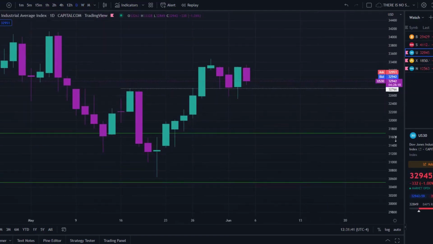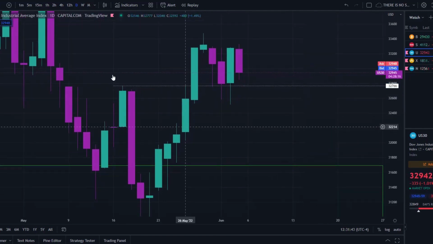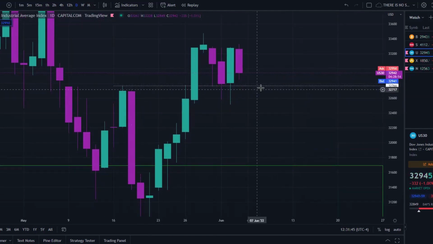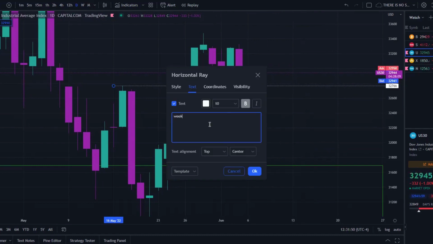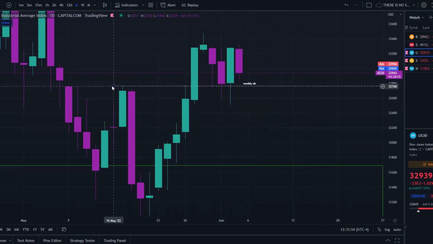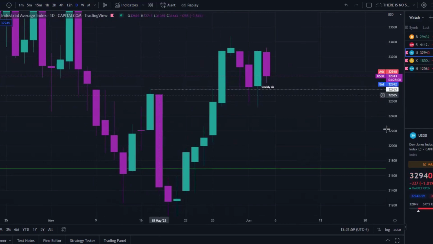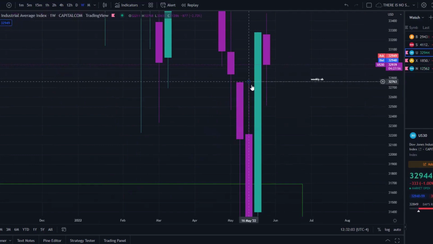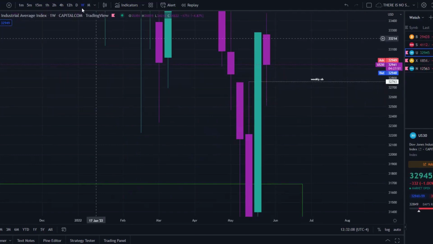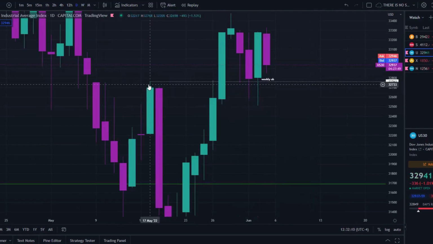So guys, we're here. This is that weekly OB. If you want to mark it out, you can. So we have this weekly OB here. And this was also buy side liquidity, right? This was a previous week's high, which was taken out. Price came back down, tapped into that high, which we have here. So this was also buy side liquidity.